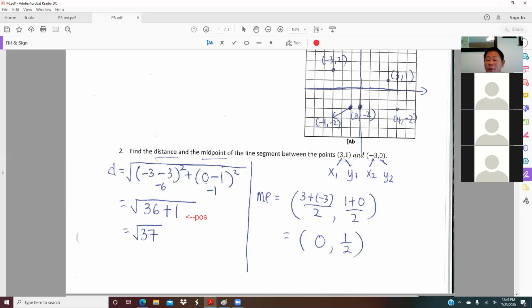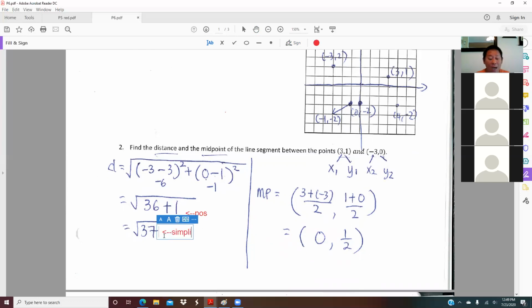And then you do the same thing for the y. So you take 0 minus 1, which is -1, and then you square it, and that becomes 1. And then 36 plus 1 is 37. And then you need to simplify this. Unfortunately, 37 cannot be broken down, so that is your answer, square root of 37.